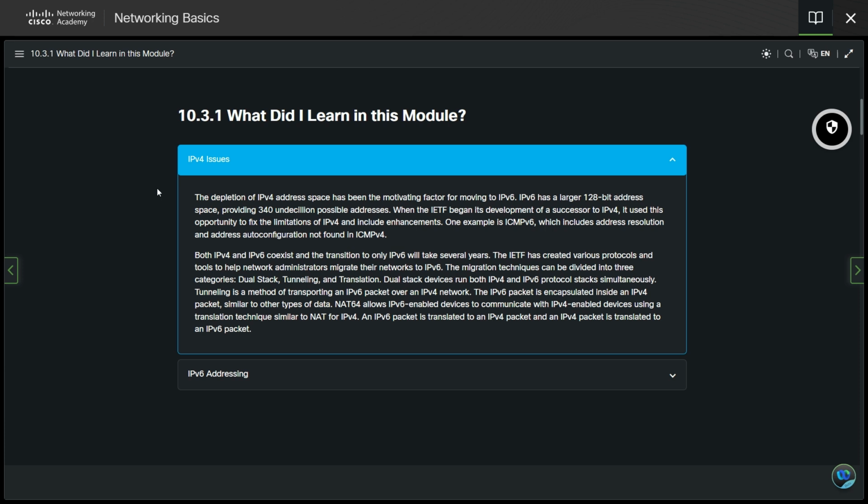NAT64 allows IPv6-enabled devices to communicate with IPv4-enabled devices using a translation technique similar to NAT for IPv4. An IPv6 packet is translated to an IPv4 packet, and an IPv4 packet is translated to an IPv6 packet.